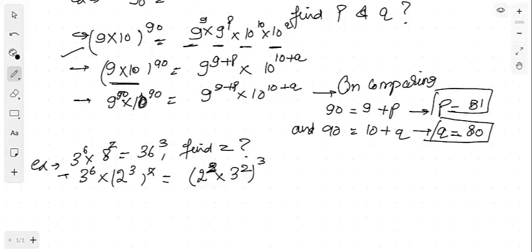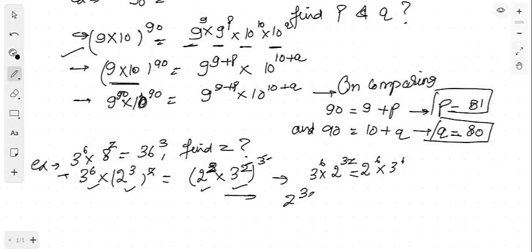Right? Why have I broken this into 2 and 3? Because on the left I have 2 and 3. So on the right also, if I have 2 and 3, then I can easily compare. Okay, now this will be equal to 3 to the power 6 into 2 to the power 3z. This is equal to 2 to the power 6 into 3 to the power 6. Why 6? 2 to the power 2 into 3, 3 to the power 2 into 3. Right? So on comparing, you'll get 2 to the power 3z is equal to 2 to the power 6, and 3z is equal to 6. So z will be equal to 2, and this is your answer.